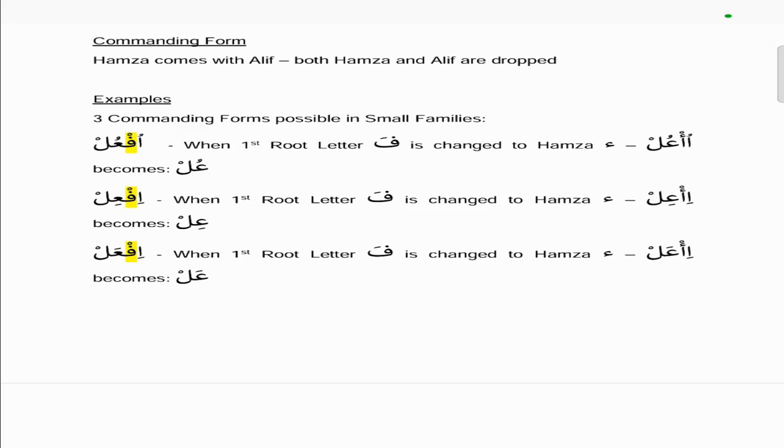So when the first root letter fa is changed to a hamza, then it becomes i'il, and therefore the alif and the hamza are both dropped to be left with il. So the command just becomes il. And the third possible combination for commanding form in the small family is if'al. So if we change the first root letter fa to a hamza, it becomes i'al. And then if we drop the alif and the hamza, it becomes al.